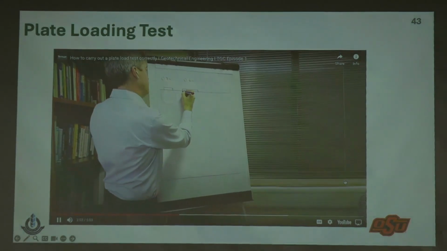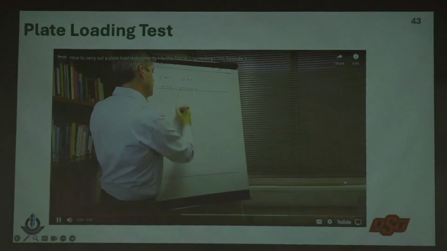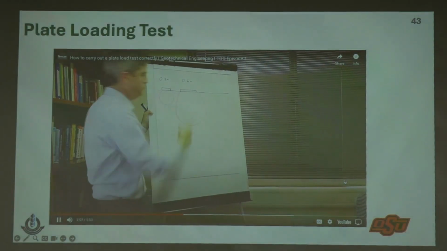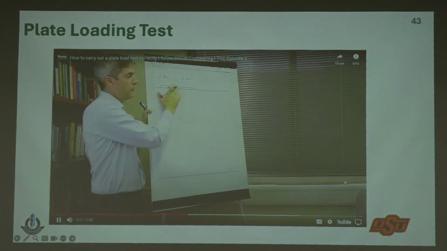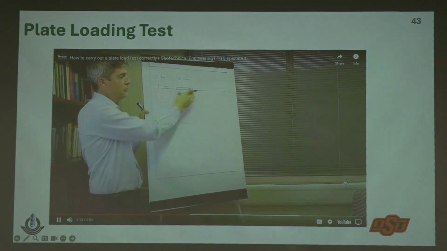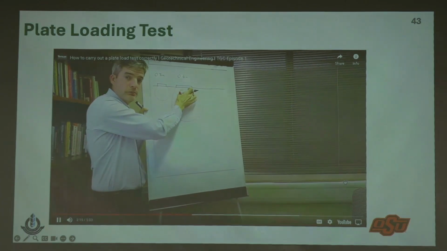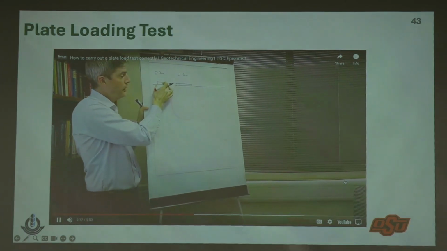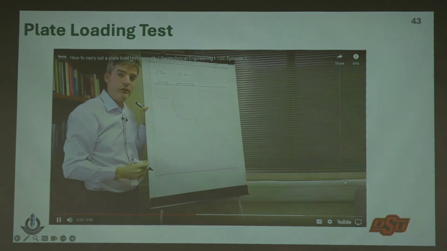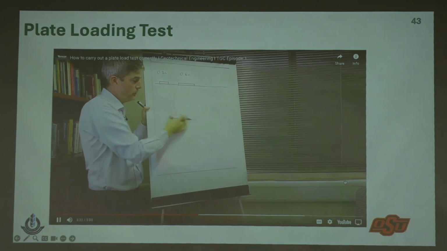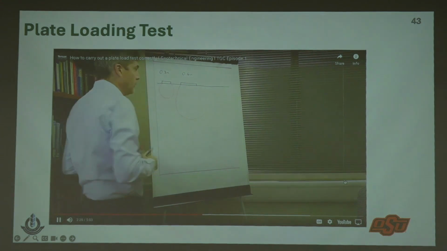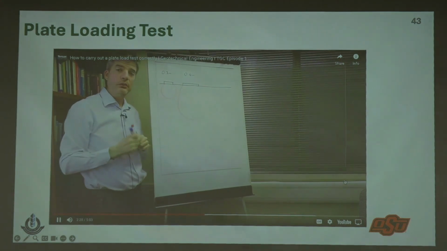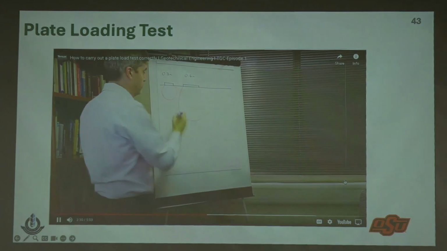So if you have a bigger plate, the depth of influence is going to be much greater. So even if this was all the same soil, you would still get a different result from this plate compared to this plate because you are testing a different volume of soil. And maybe the properties of the ground get different as you go deeper down. Now that becomes even more important with a working platform.